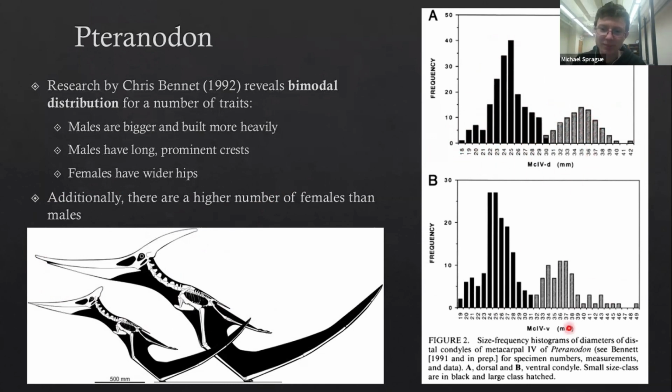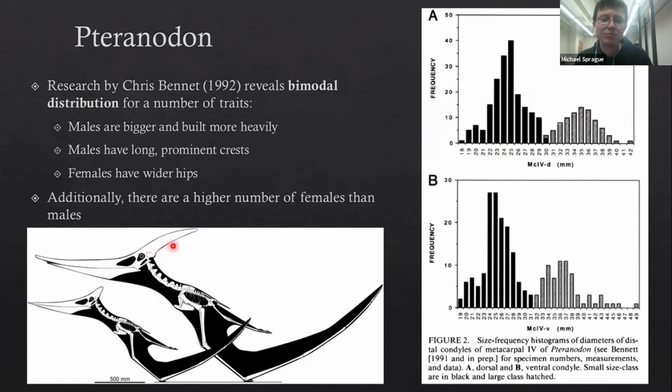And this trait here, don't read too much into this graph because I'm going to simplify it for you. So this graph is basically showing how big the finger bones are, so how big these animals were essentially. And you can see that there are a lot more smaller animals than there were bigger animals, about twice as many smaller individuals than larger. So you immediately have 2 size classes, and that is exactly what you want to look for to figure out sexual dimorphism.